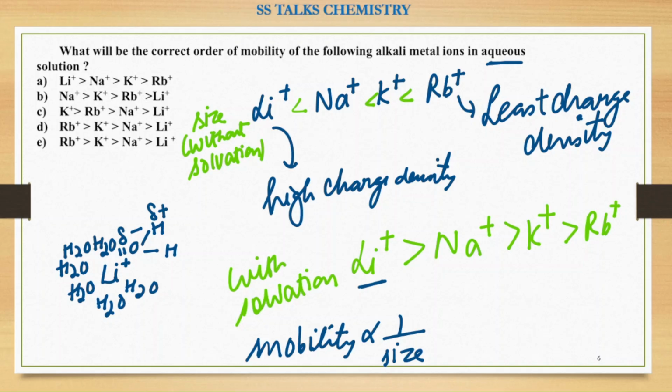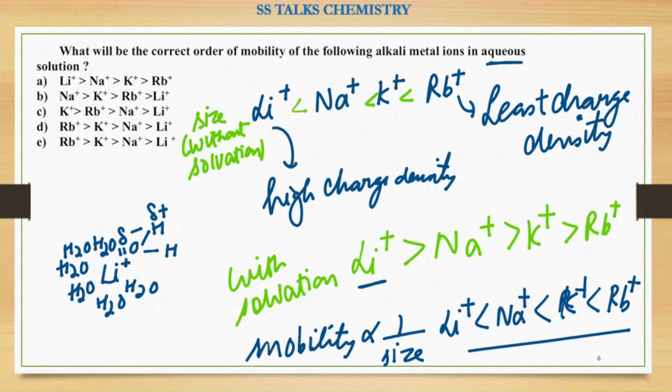So its mobility is going to be the least, followed by sodium positive, then potassium positive, and the maximum will be for rubidium positive. This is the order given in options B and E: rubidium, potassium, sodium, then lithium. So there might be some order correction; you can mark any of them. I am considering option B as the correct one. The main concept is based upon the charge density, which is dependent upon the size of these ions.